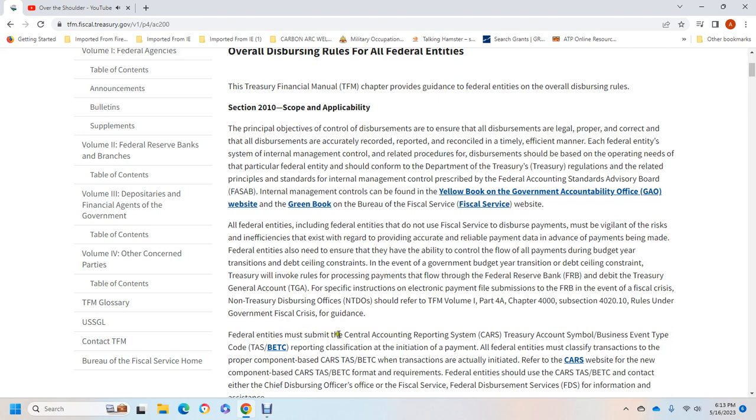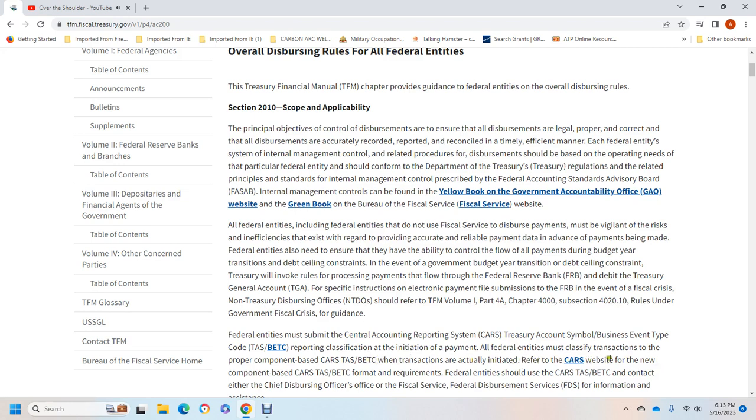Guidance for federal entities that may submit to the Central Accounting Reporting of the Treasury and Accounting Civil Business Event Type Code, Reporting Classification, Initial Payment. All federal entities will classify the transaction as component-based for the Central Accounting Reporting for the Treasury.